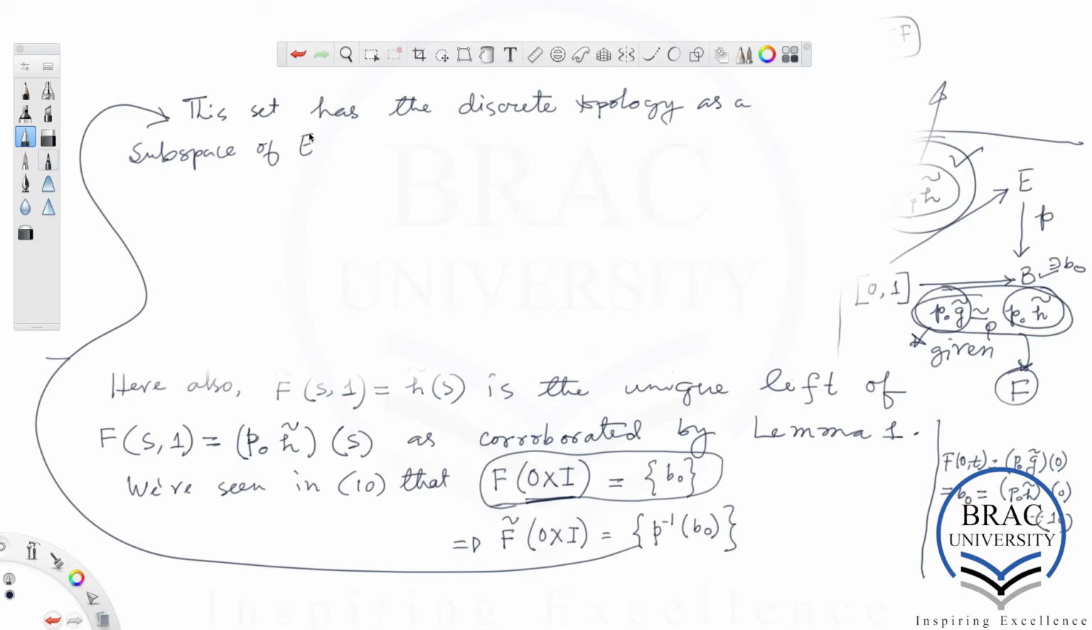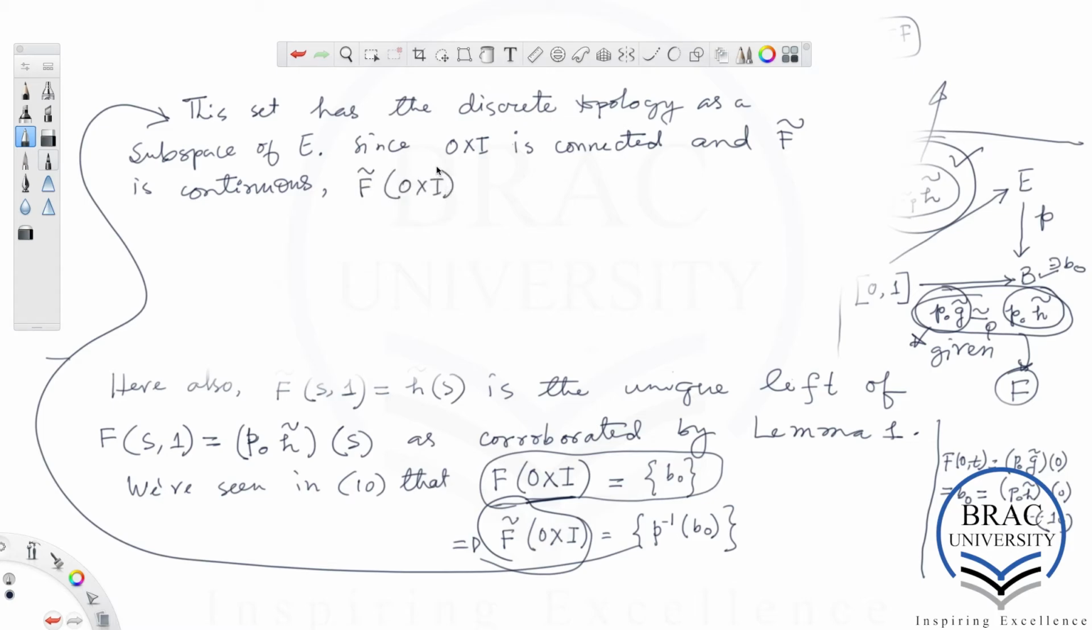The covering space. Okay. Now let us focus on the left side here. Since 0 cross I, which is the left hand side of the rectangle I cross I, is connected and F tilde is continuous, from the concept of point set topology, we know that F tilde of 0 cross I is connected as well, right?